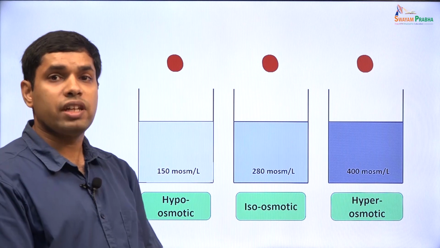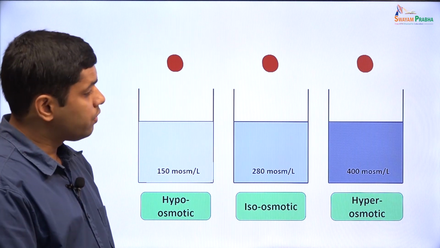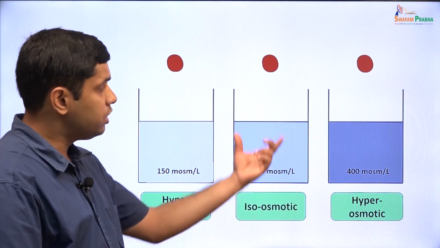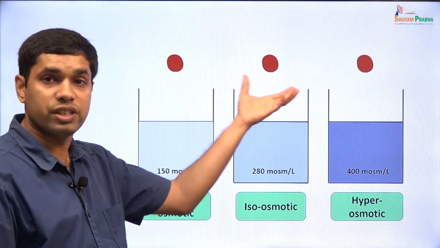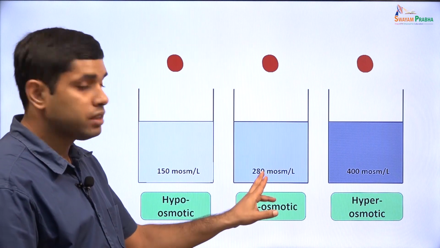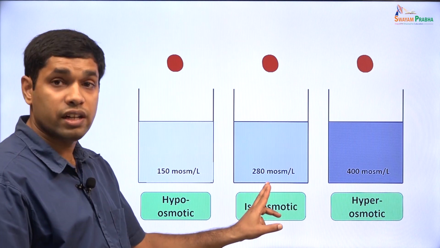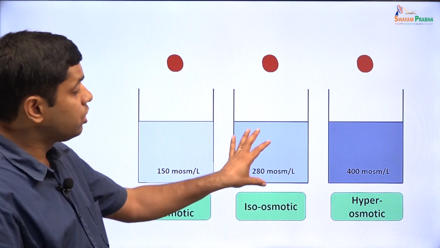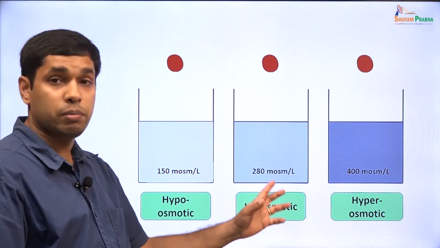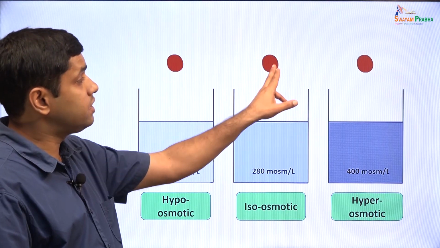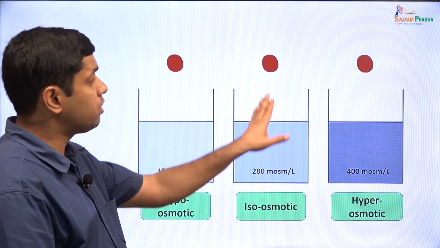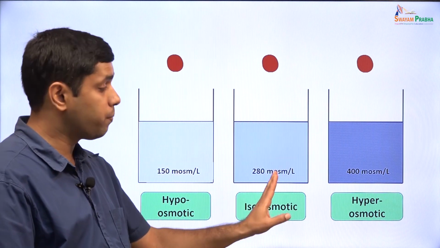Now let us use another illustration. Let us assume that we have 3 different beakers, and into each of these 3 different beakers we are going to drop a cell. Let us say it's an RBC. Now the first beaker contains an osmolarity of 280 milliosmoles per liter, which is very similar to that of plasma. So we will say it is iso-osmotic with plasma, or this ICF also will have an osmolarity of about 280. So this beaker and this cell are iso-osmotic.